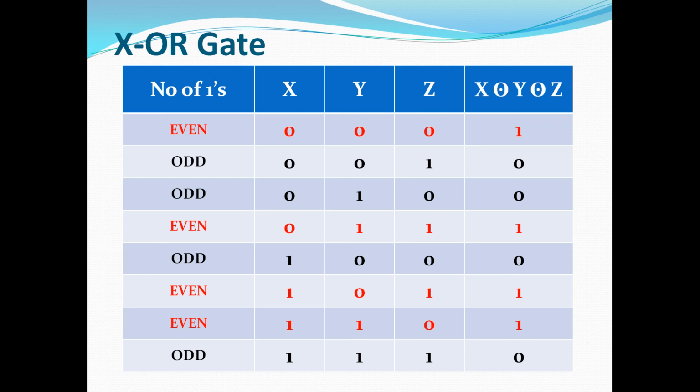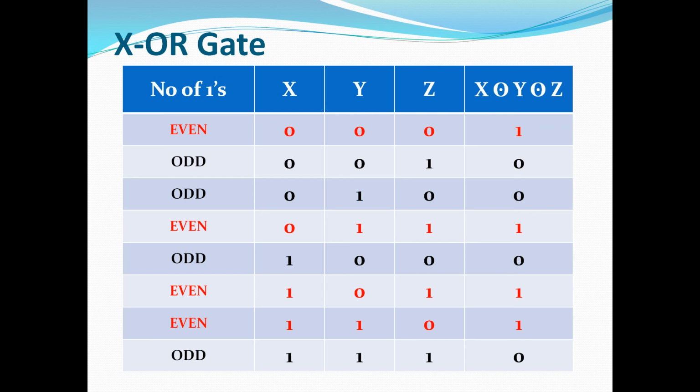Whenever the number of 1s is even, the output is 1, otherwise 0. See here, the first case 0 0 0 gives 1. Then next, 0 0 1, the number of 1s is odd, so the output is 0. Next case, 0 1 0, the number of 1s is odd, so the output is 0. Next, 0 1 1, the number of 1s is even, so the output will be 1.